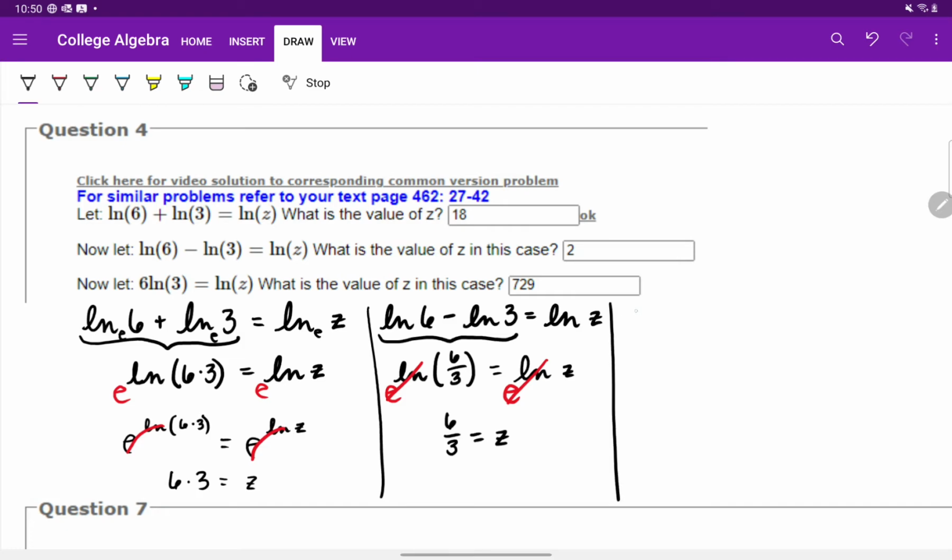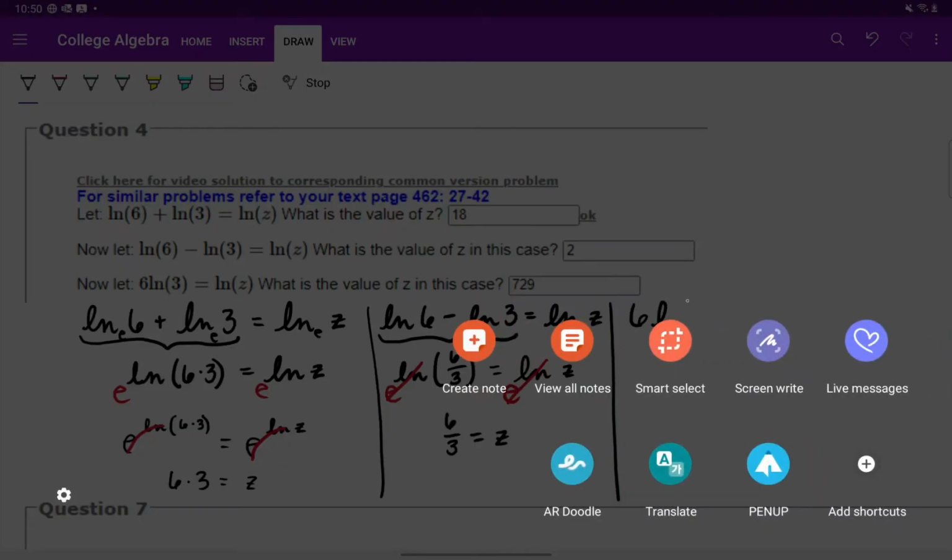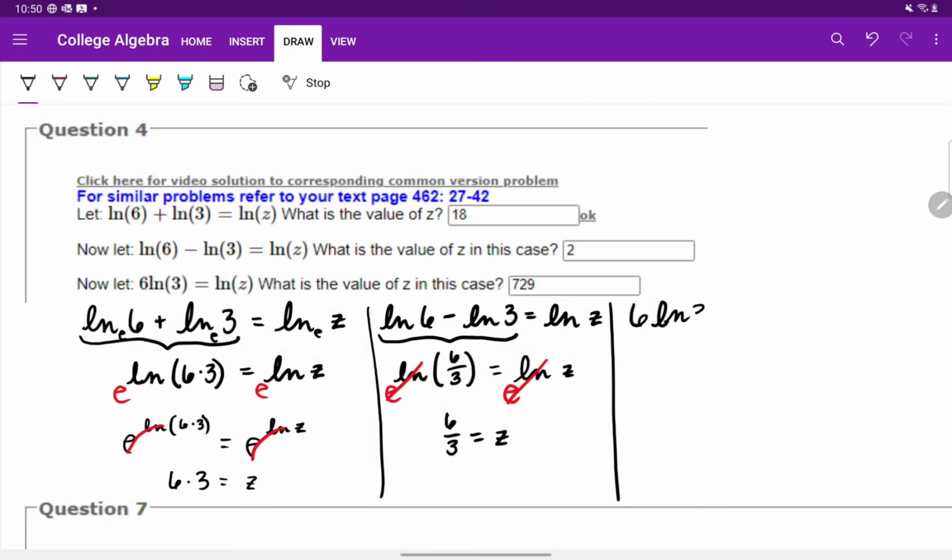And for the third example, we have 6 times the natural log of 3 equals the natural log of z. Now, we can't, well, we could, but we don't want to take e to both sides right now, because what we'd be taking e to the power of is 6 times natural log of 3. So this doesn't just straight cancel. This side would straight cancel, but the left-hand side would not.